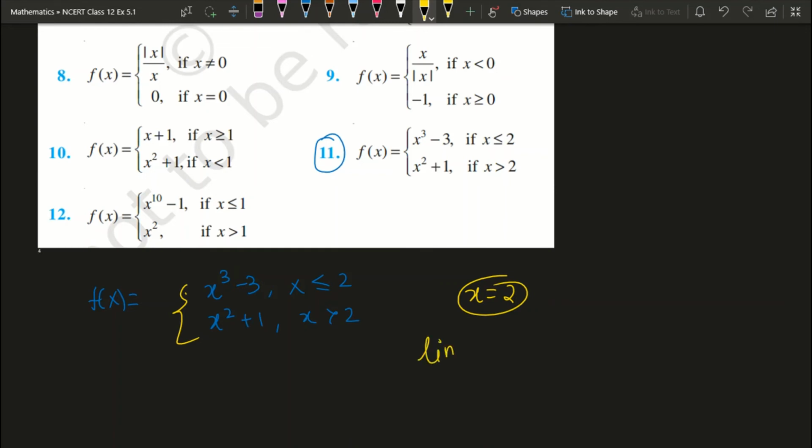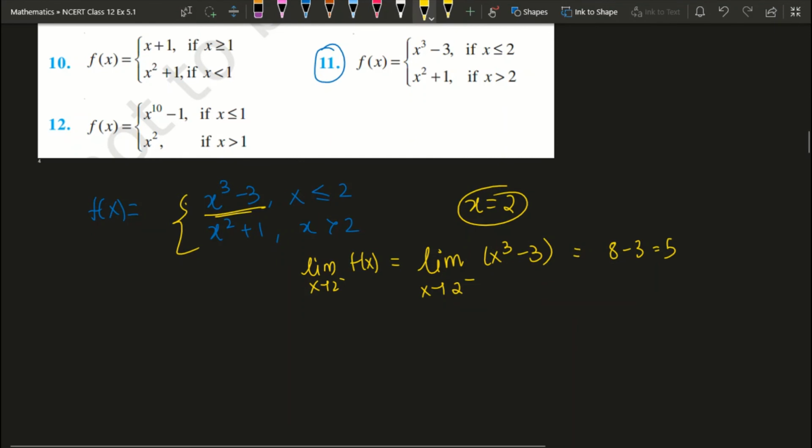So limit as x approaches 2 from the left hand side. That means when x is a tiny bit smaller than 2, so we will take this expression right now, of f of x is just same as writing limit as x tends to 2 from the left hand side, f of x is same as writing x cubed minus 3, since we are taking x to be smaller than 2 in this case. If you put in x equals 2 now, it's 8 minus 3 is equal to 5.